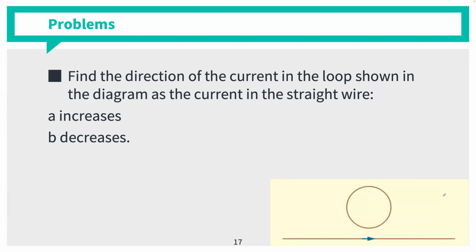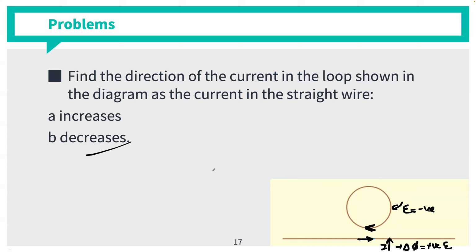Next. Find the direction of current in the loop shown in the diagram as the current in the straight wire is increasing. So current in the straight wire is increasing, which means change in flux is positive. That means EMF induced in this coil should be negative. That means current in this coil should be opposite. Because the current is going to the right, the current should be to the left. That's how the current should be.